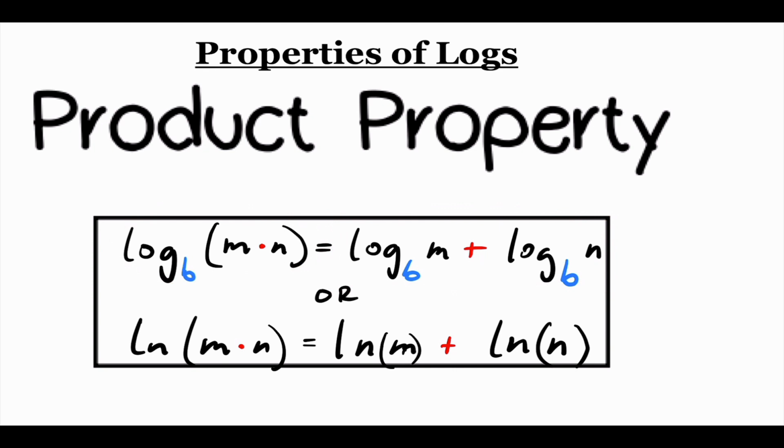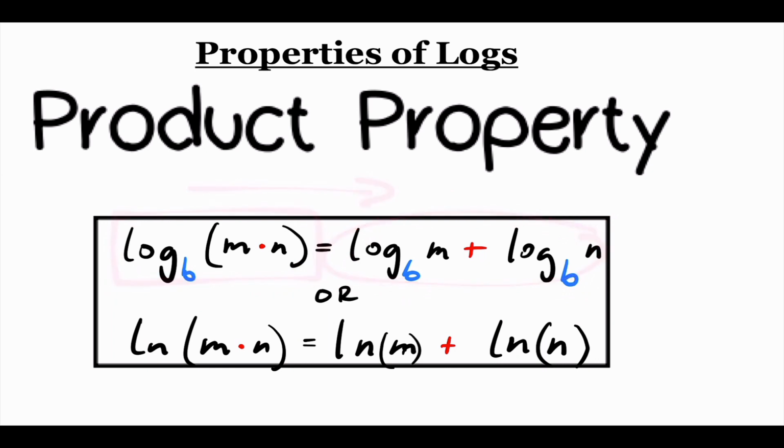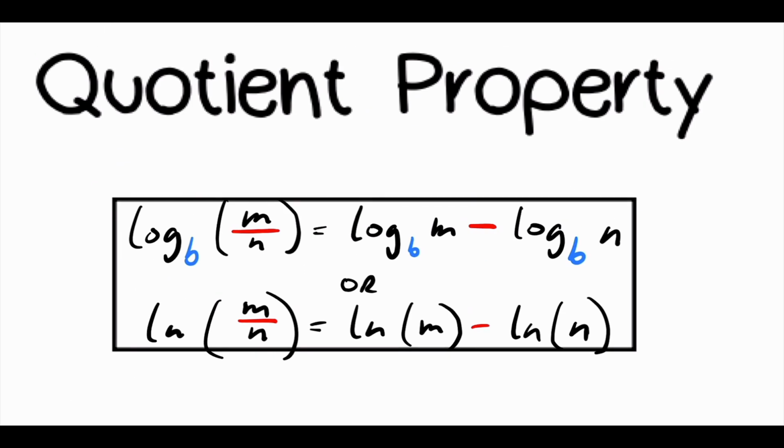So they're going to ask you to do 2 things: condense or expand. It just depends. If we're condensing, we're going to start over here and move this way to look like this. If we're expanding, we're going to start over here and end like this. Okay, we're going to use 3 properties. The first one is the product. Second one is the quotient.